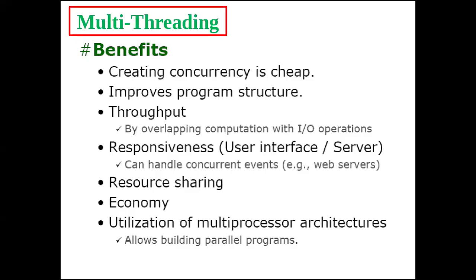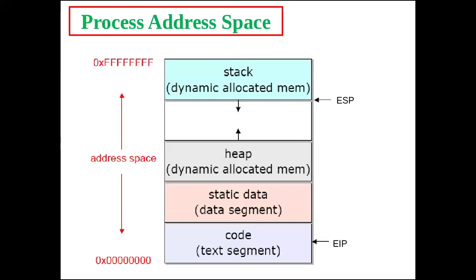So these benefits clearly show why multi-threading is widely used in modern operating systems. It provides efficiency, performance, and better program organization. Let us go into more details about what exactly we talked about.